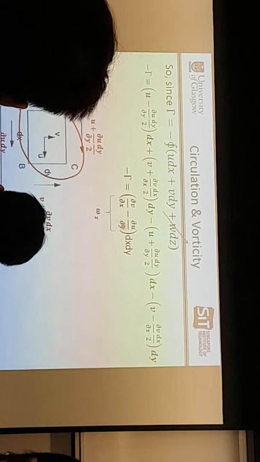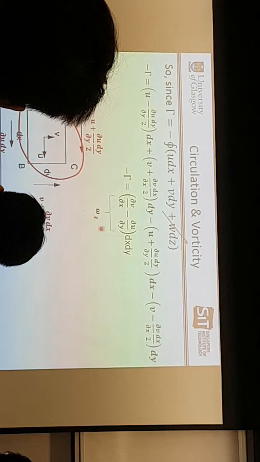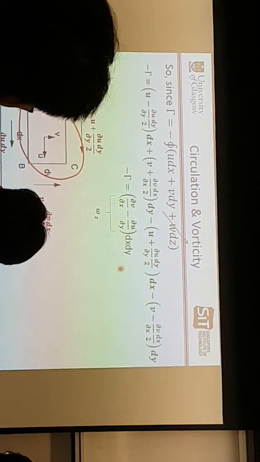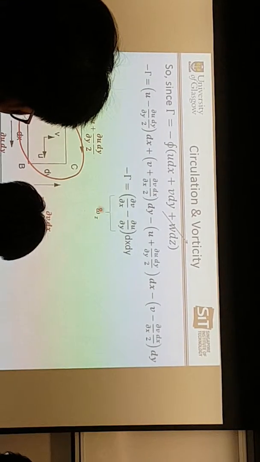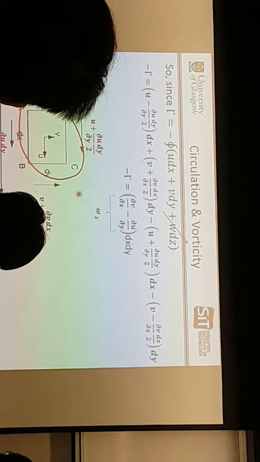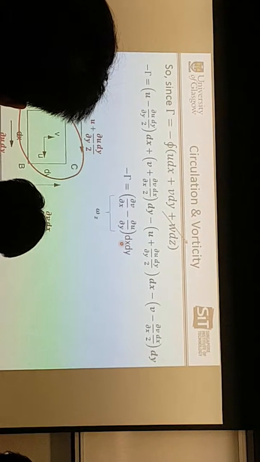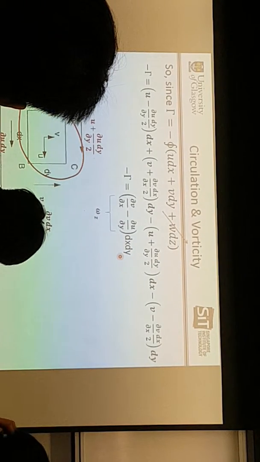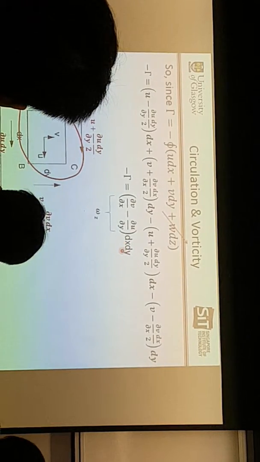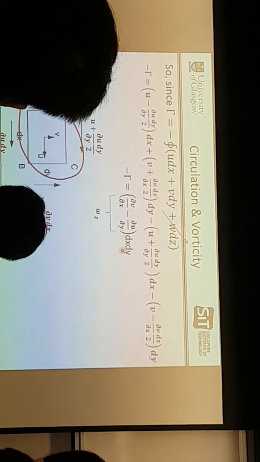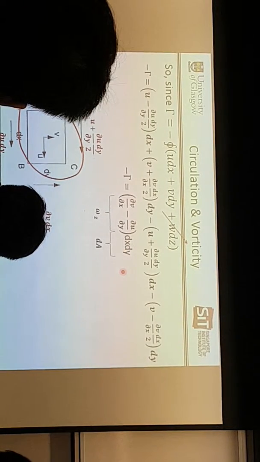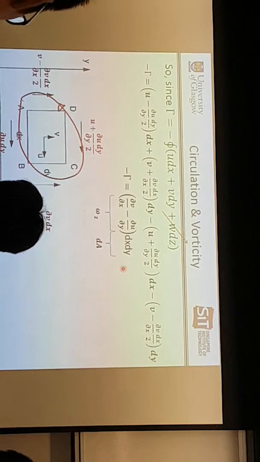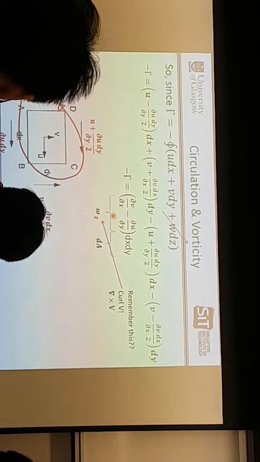Second thing is this. This is omega z, right? Now this is x and y, so that means this omega z component is always perpendicular to my dx and my dy. Now what is dx dy equals to? What is x times y equals to? Area. That's your dA here. So this is really just your curl of the velocity vector.